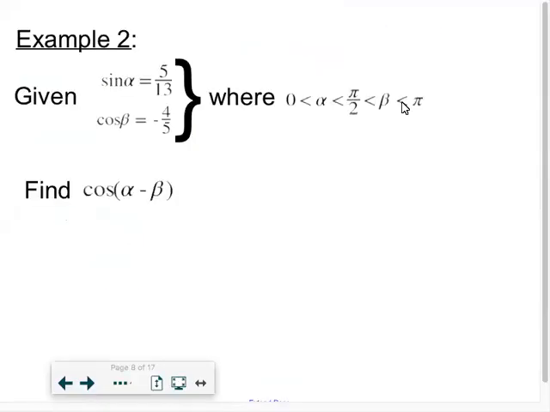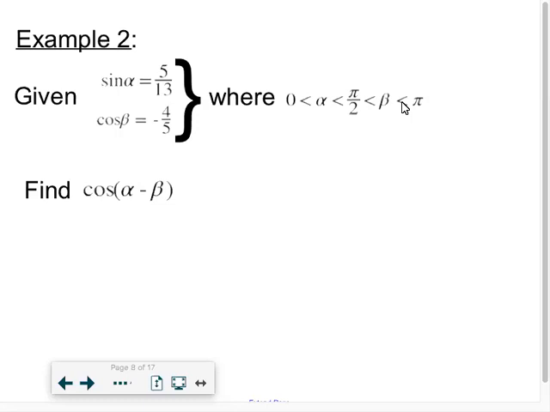Okay, this is our marathon problem. You want to target this rigor as you prep for the test. So a lot going on here. What we have is sine alpha is equal to the ratio 5/13. Cosine beta is equal to the ratio of -4/5. And this expression right here is also restricted.